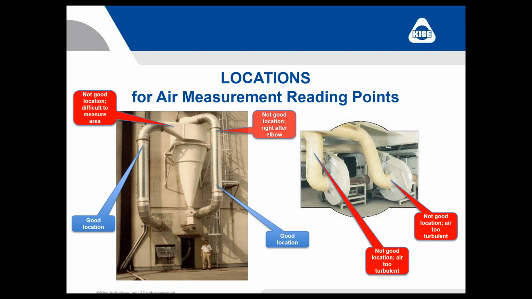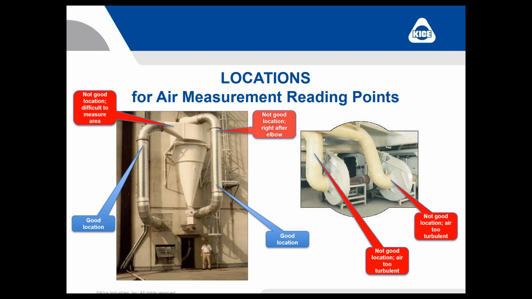The other not good location is right after the elbow. A couple good locations, again, you can see coming out of the elevator, it goes up into the cyclone. There's a good spot to measure that air right before that 90. Coming out of that cyclone, going into the fan that's most likely indoors, there's a good spot to measure that. The Kice fans on the right, again, elbow and elbow.